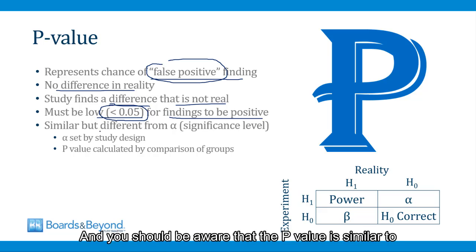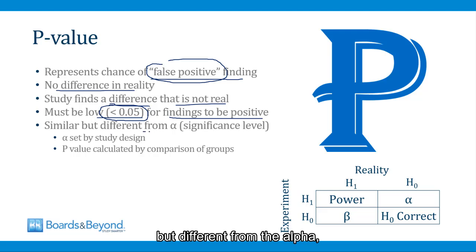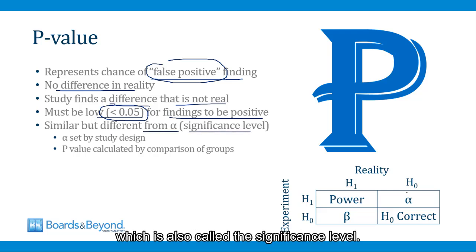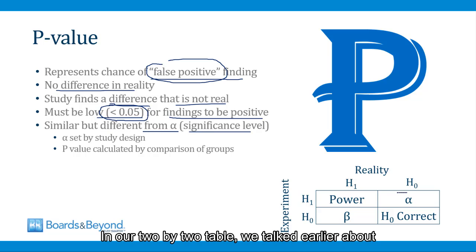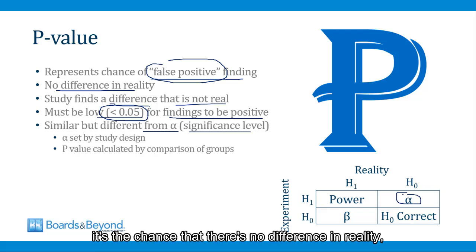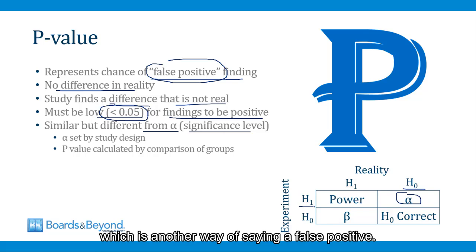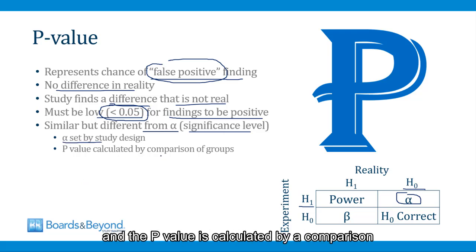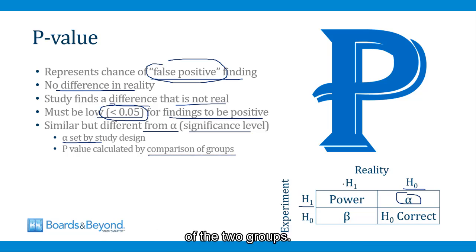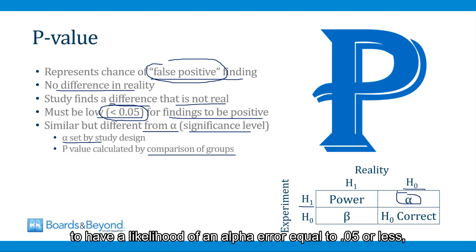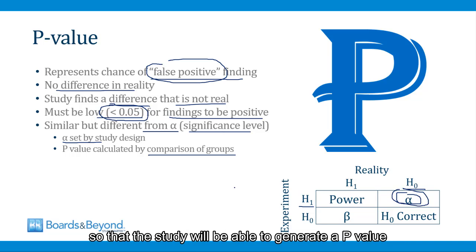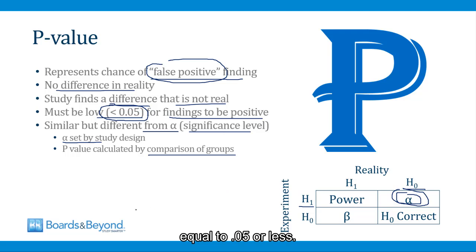And you should be aware that the p-value is similar to but different from the alpha, which is also called the significance level. In our 2x2 table, we talked earlier about how this is the alpha value here. It's the chance that there's no difference in reality, but we detect one in our study, which is another way of saying a false positive. The difference between the p-value and alpha is that the alpha level is set by study design, and the p-value is calculated by a comparison of the two groups. And usually studies are designed to have a likelihood of an alpha error equal to 0.05 or less, so that the study will be able to generate a p-value equal to 0.05 or less.